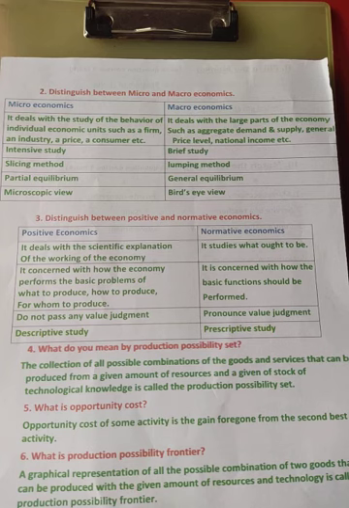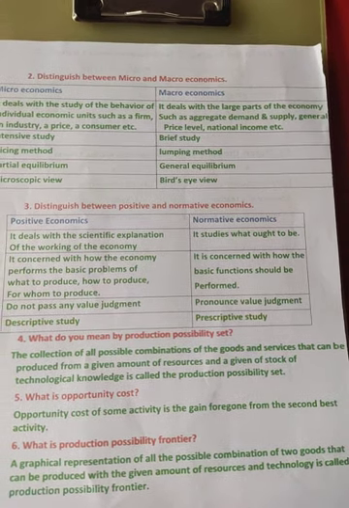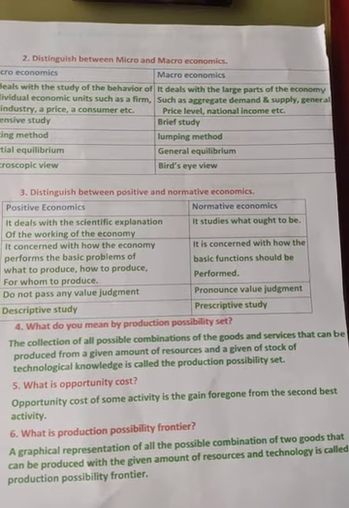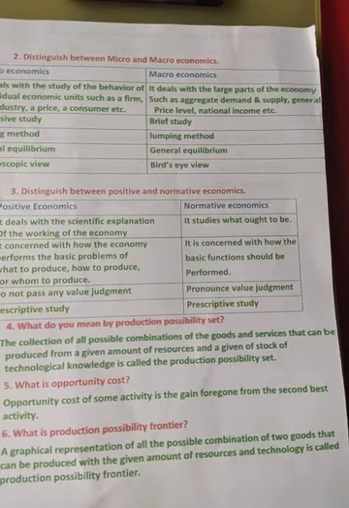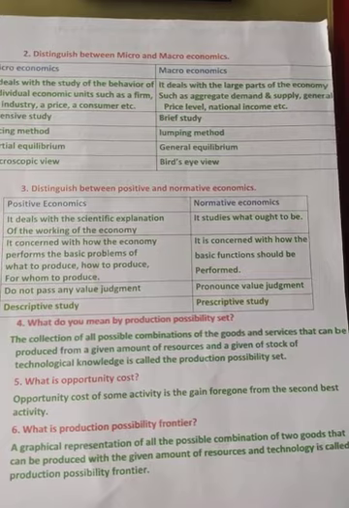Sixth one, what is production possibility frontier? A graphical representation of all the possible combinations of two goods that can be produced with the given amount of resources and technology is called the production possibility frontier.